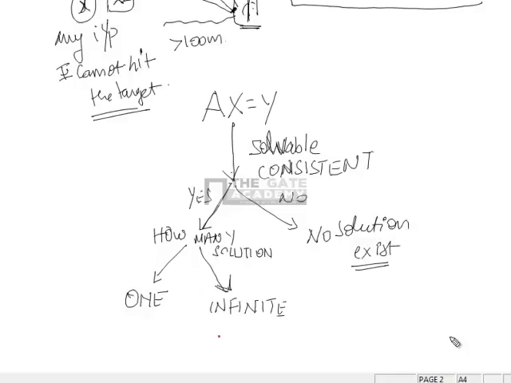See, for example, let me take you to the gun problem itself. Say for example, you are here, this is the target. Now you are having a gun. Now the input is the shooting angle and shooting position.